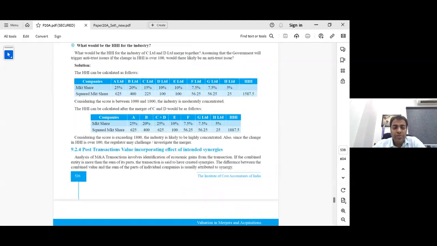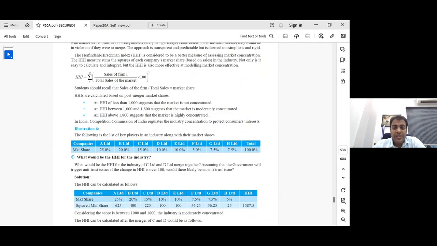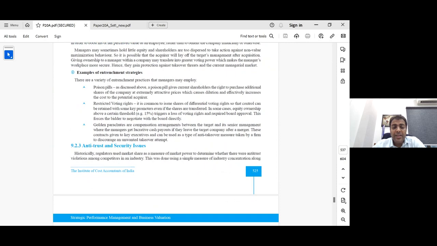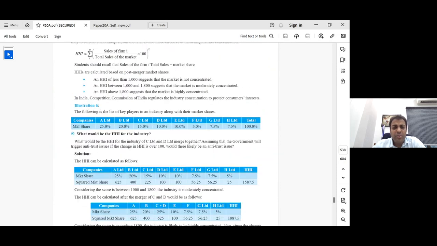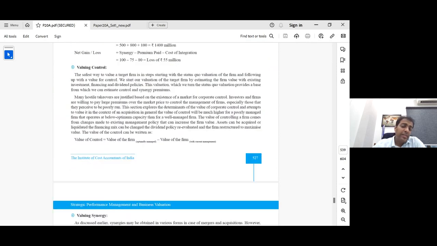Right. Another part is post transactions, incorporating the effect of intended synergies. Right. You can expect that. Antitrust and security issues, some small questions around it. Right. The acquisition sometimes may not be approved by the regulators because of competition or because of monopolies that the acquisition might create. Right. So you will get a flavor of that.